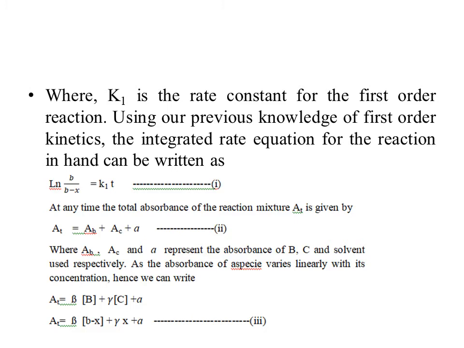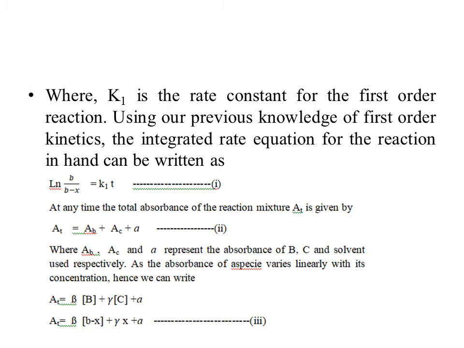Now using the previous knowledge of first order kinetics, the integrated rate equation for the reaction in hand can be written as log B over B minus X is equal to K1 into T. This is equation number 1.